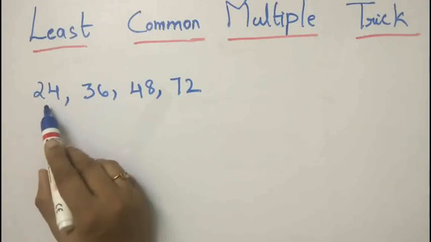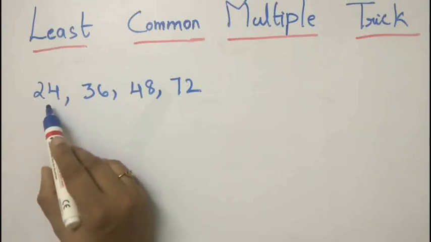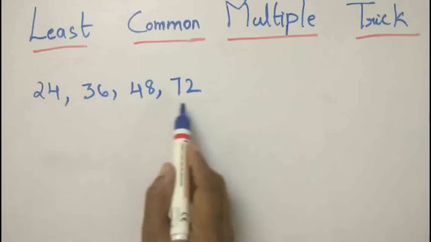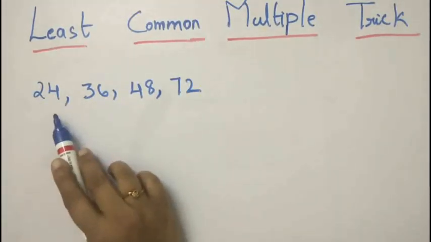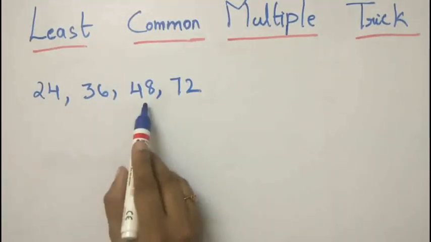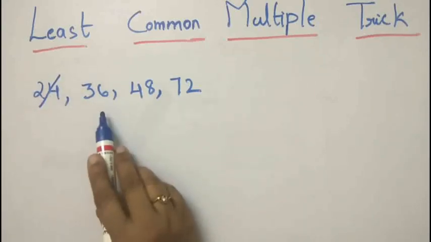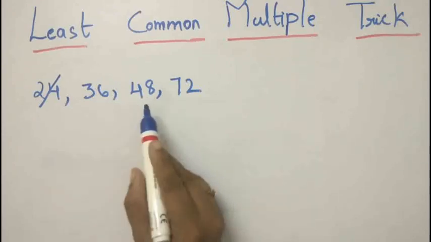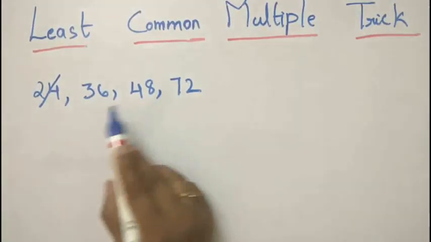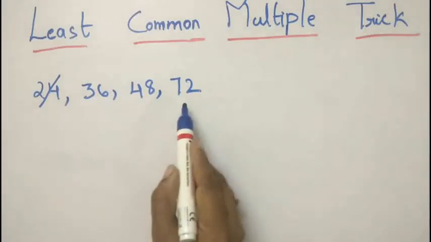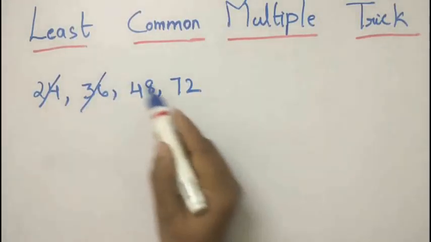Now check with the first number 24. Check whether 24 is a factor of any of these numbers. If you observe, 24 is a factor of 48. Is it not? Just strike it off. Now go to the second number, that is 36. Check whether this 36 is a factor of any of these two numbers. Yes, 36 is a factor of 72. So just strike it off.